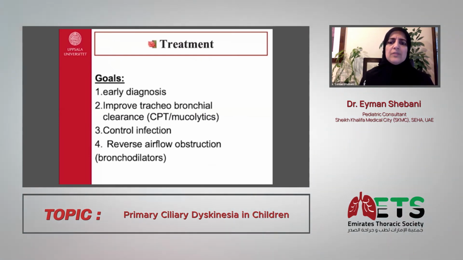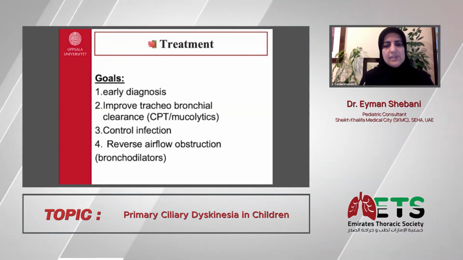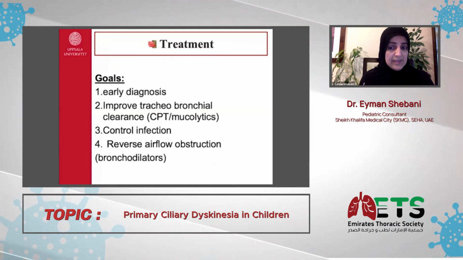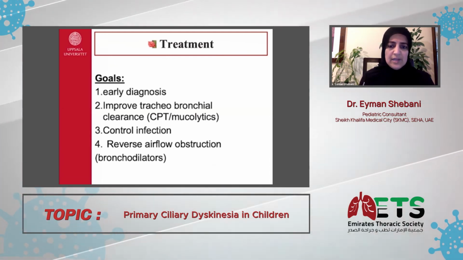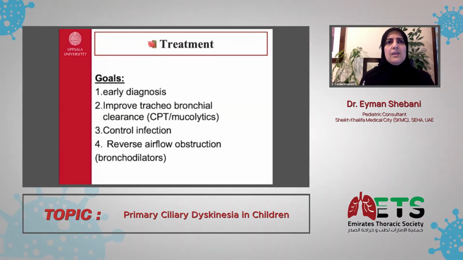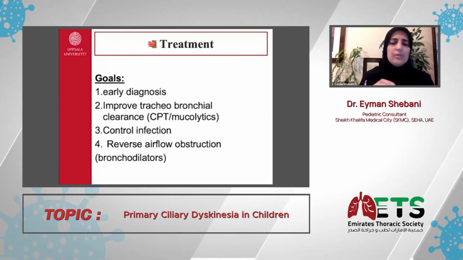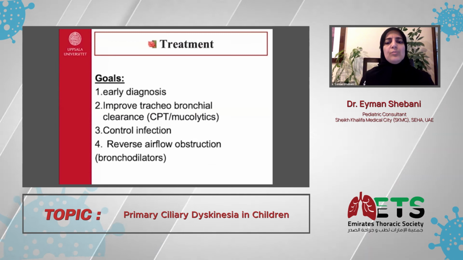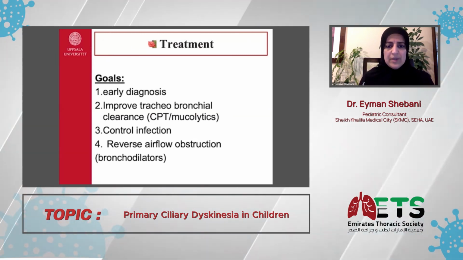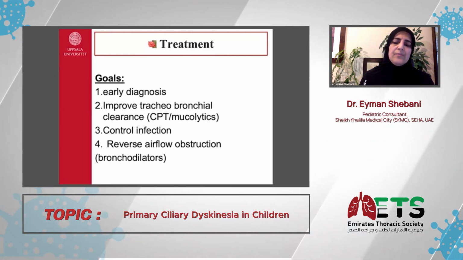So the treatment, I'm not going to go into details, but basically you have to try to diagnose early. Always have a clinical suspicion. Like I mentioned, bronchiectasis, recurrent otitis or sinusitis in children, failure to thrive, a chesty patient, or someone who's not improving on your asthma management. And then the main aim is basically to try to improve the airway clearance by nebulizers, physiotherapy, and also mucolytics.